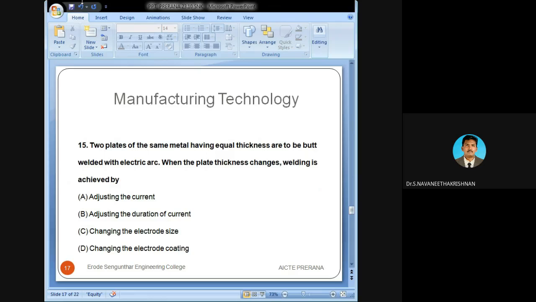The following answers are given. Option A is adjusting the current. Option B is adjusting the duration of the current. Option C is changing the electrode size. Option D is changing the electrode coating.